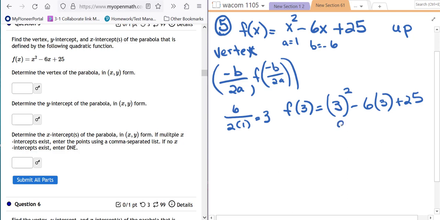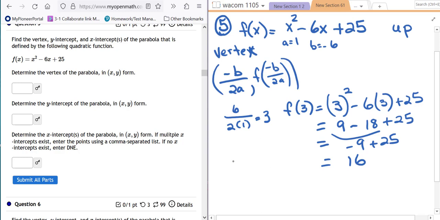This is a 9. 3 squared is 9, minus 18 plus 25. This is a negative 9 plus 25. And 25 minus 9, 15 minus 9, so this is 16. All right, so (3, 16) is the vertex.